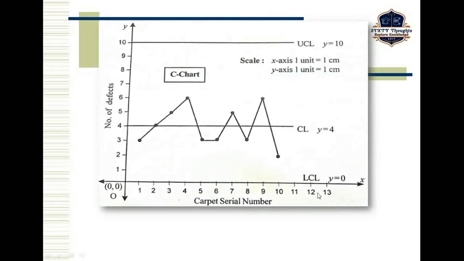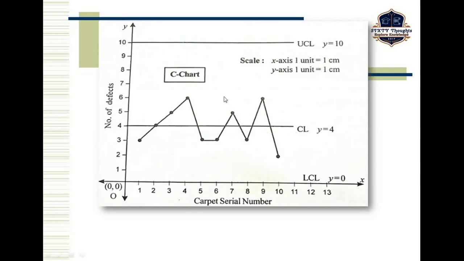On the x-axis we consider the carpet serial number, that is the sample size value. We have 10 samples. On the y-axis we consider the number of defects, that is C chart. Okay. 1 centimeter equals 1 unit, on both x-axis and y-axis. So now first we draw a horizontal line. That line is called the central line. What is the central line value? Y equals 4. That means CL equals 4. So we draw one horizontal line.